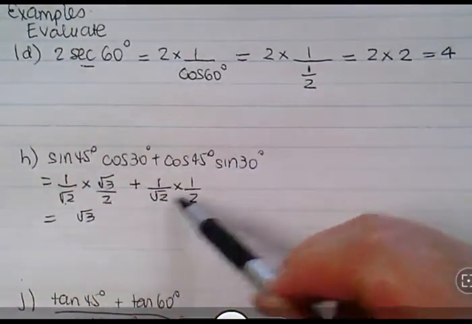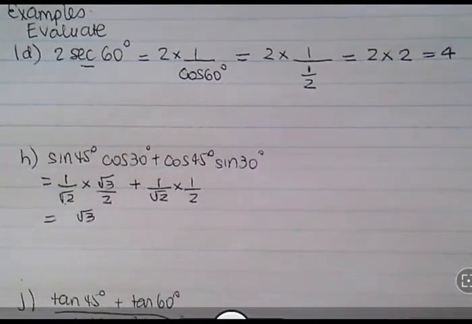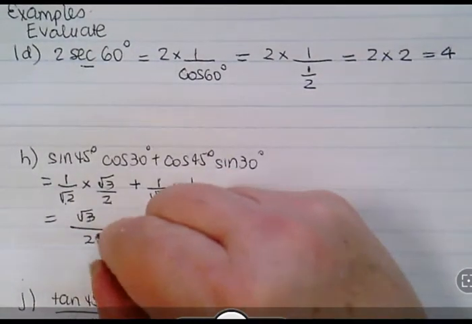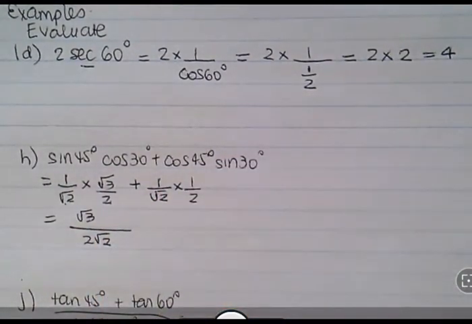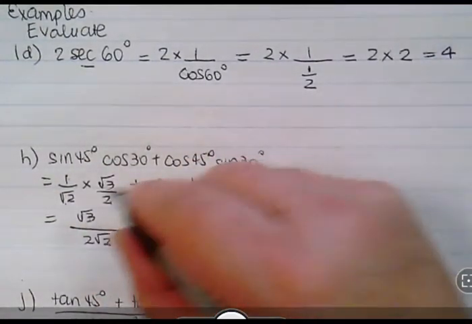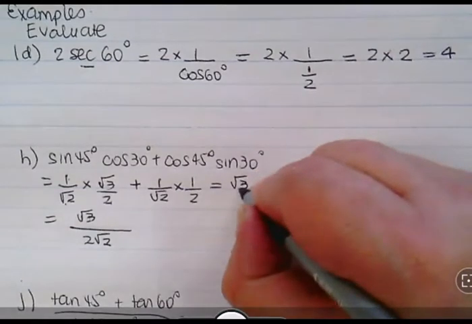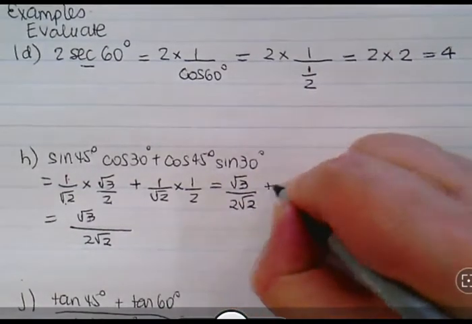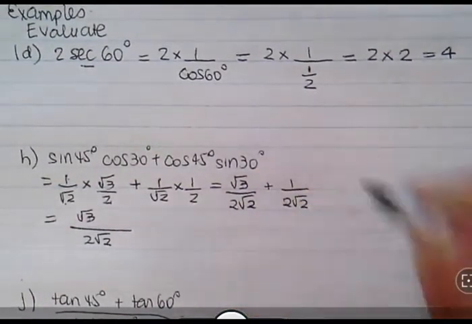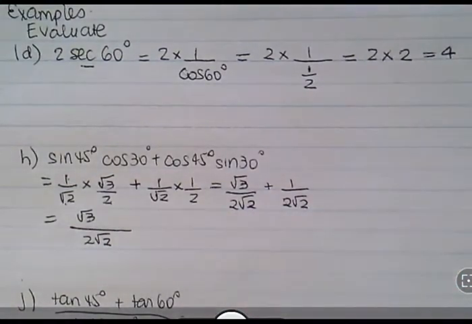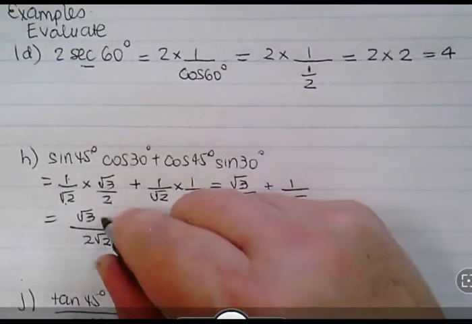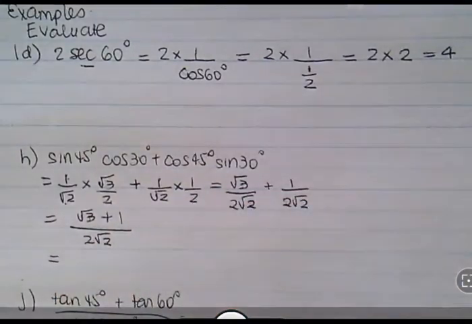What are the denominators of both of them? 2 root 2, they've both got denominator 2 root 2, because they're the same. Root 3 over 2 root 2 plus 1 over 2 root 2. Let's just write it as one single fraction, because the denominators are the same. Root 3 plus 1 over 2 root 2.